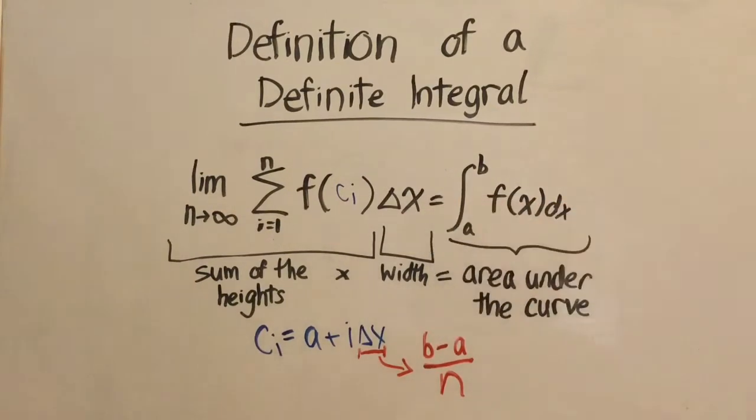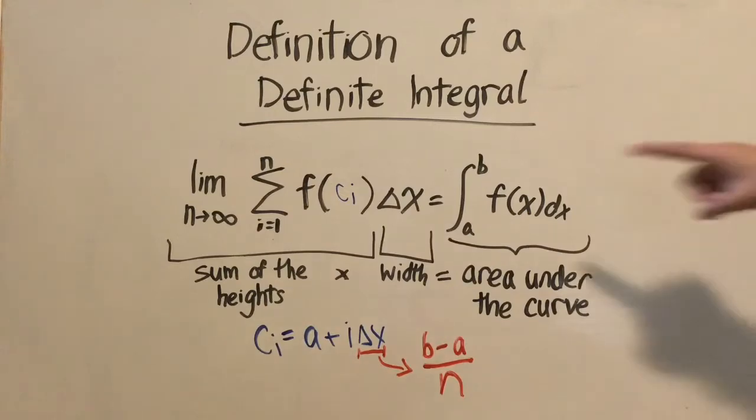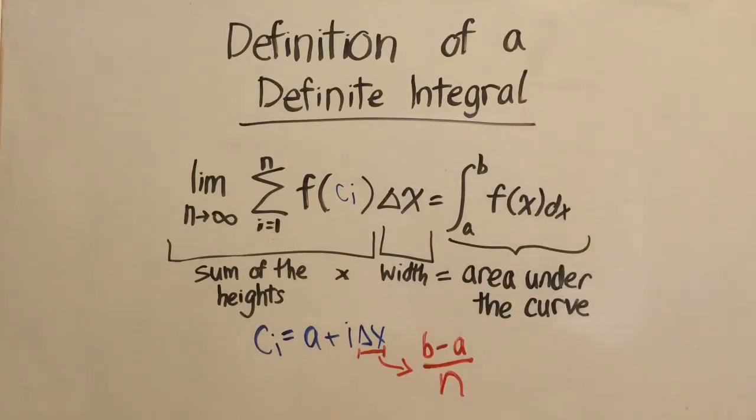So if you have delta x and you have the value of a, you're able to find the value of b. So now that you have your values of a and b and you know the original function, you can rewrite it as a definite integral.